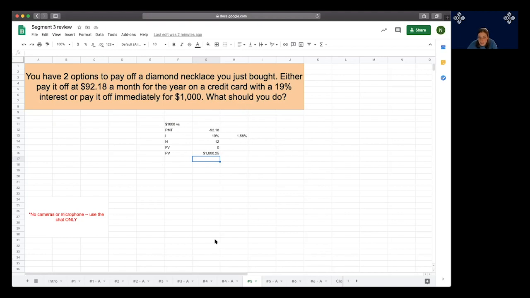Hopefully it's pretty easy. I was having a glitch on 4, so I had to redo it real quick, but we're going to go back to number 4. It should be kind of simple.